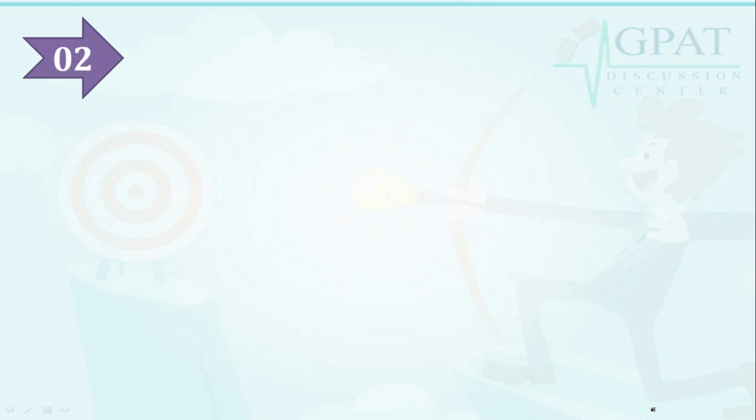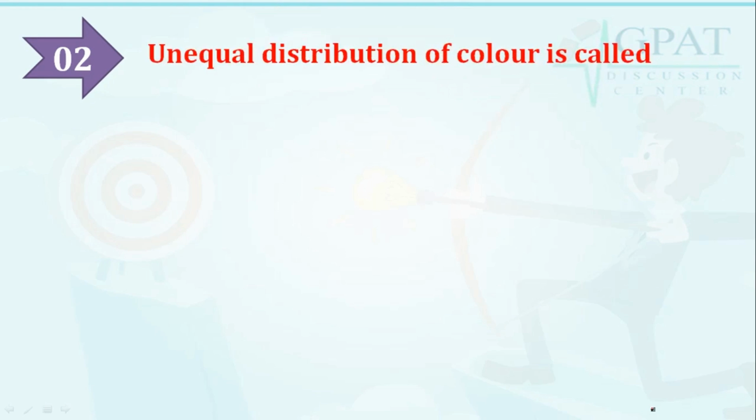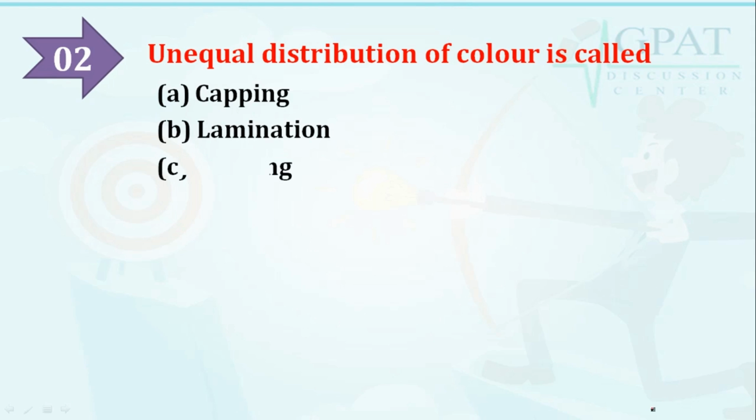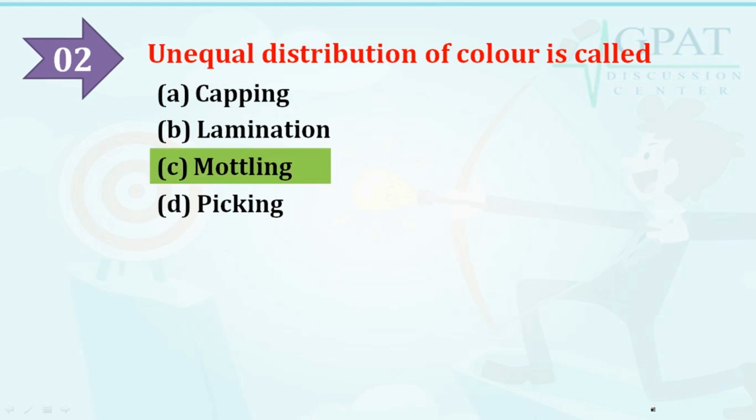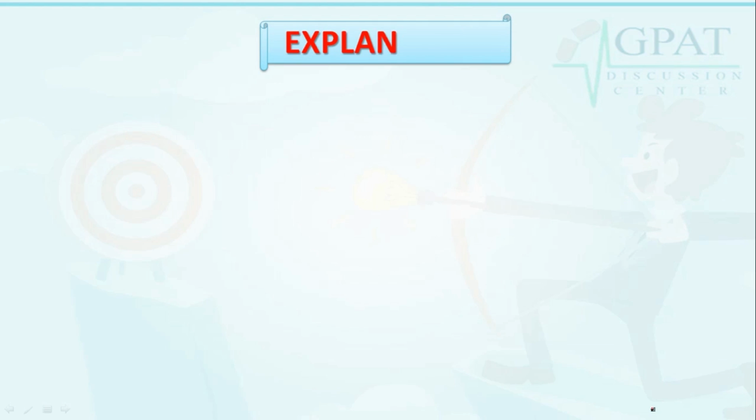Question number 2. Unequal distribution of color is called, and the options are capping, lamination, mottling, or picking, and the right answer is mottling. So what is mottling? Let's have a look at mottling.